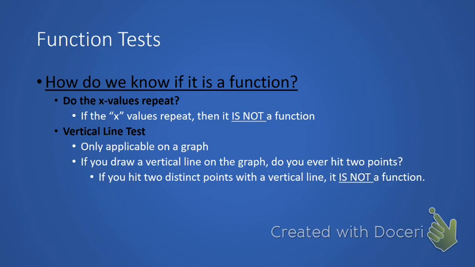So we're literally going to take a pencil or pen, whatever you have, use your finger, it doesn't matter. And we're going to draw a straight vertical line, verticals up and down, and just kind of move our pencil across the graph. If at any point that straight vertical line hits 2 points, it is not a function. Because if your pencil or pen, the vertical line, hits 2 points, then that means that x value happens twice. If it hits 4 points, that means that x value happens 4 times. And if the x values repeat or happen more than once, then it is not a function.